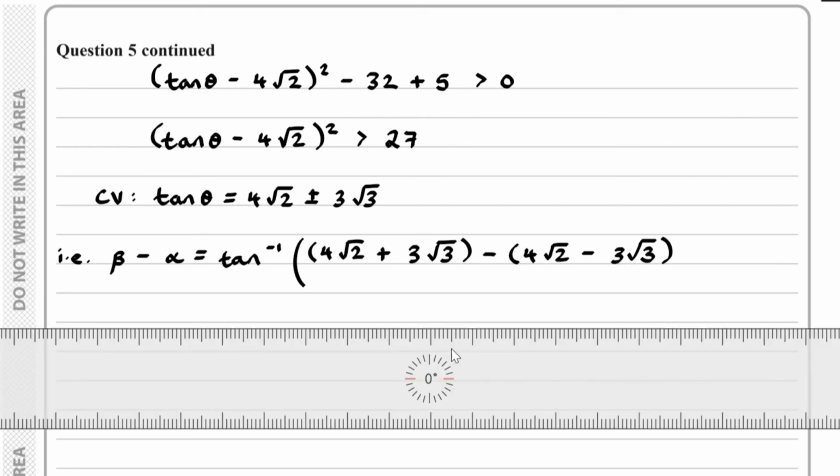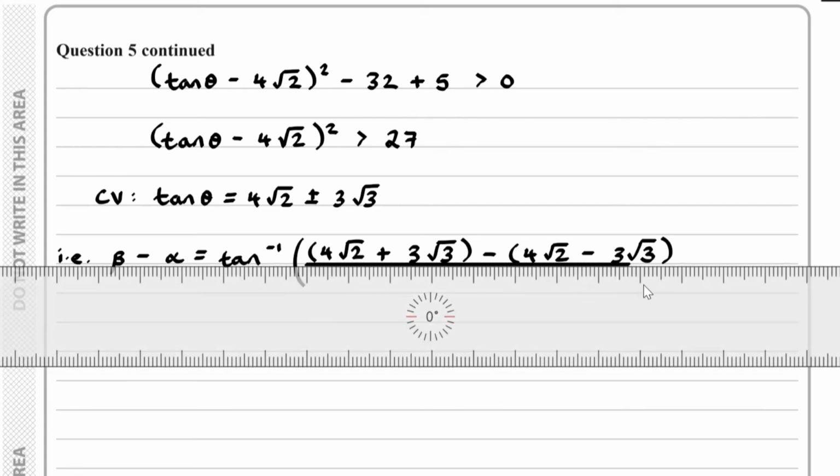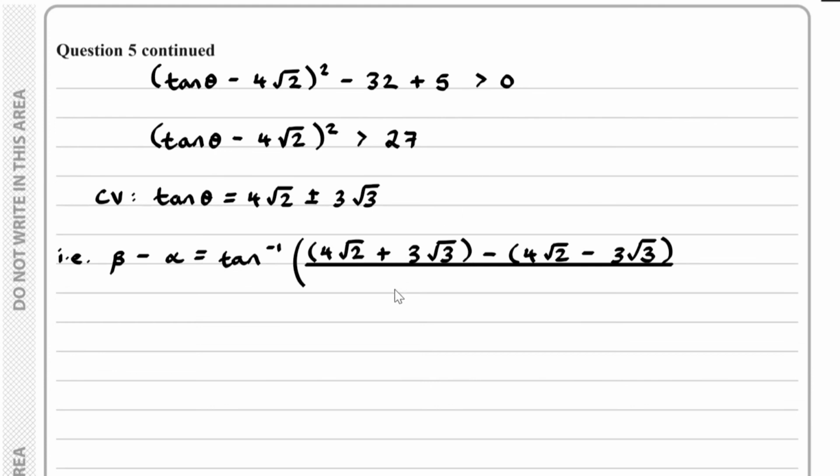And then I'm going to divide this by 1 plus 4 root 2 plus 3 root 3 multiplied by 4 root 2 subtract 3 root 3.